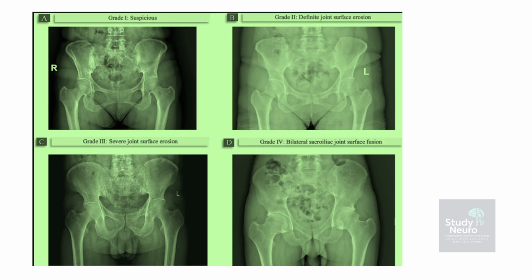Grade 4 is the most severe stage. At this point, the sacroiliac joint is completely fused, reflecting long-standing inflammation and advanced ankylosing spondylitis.